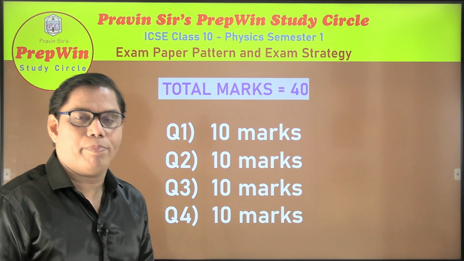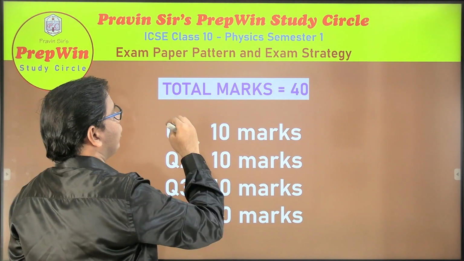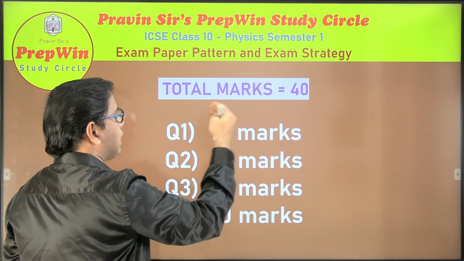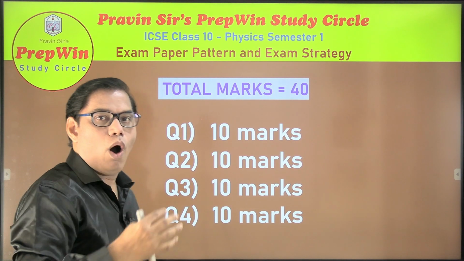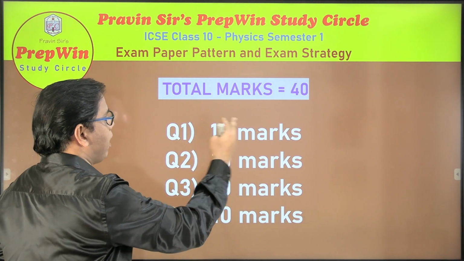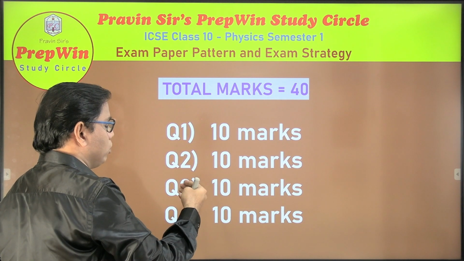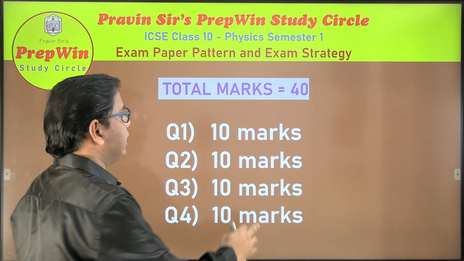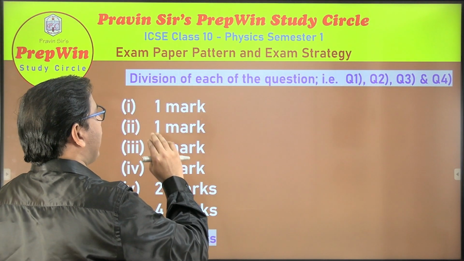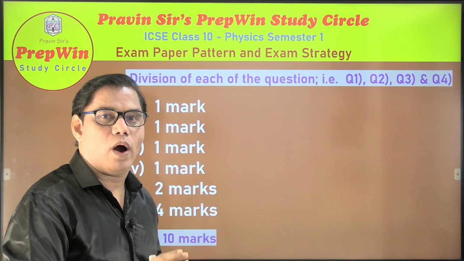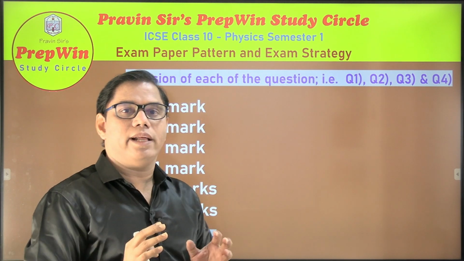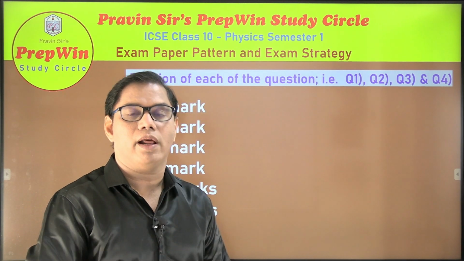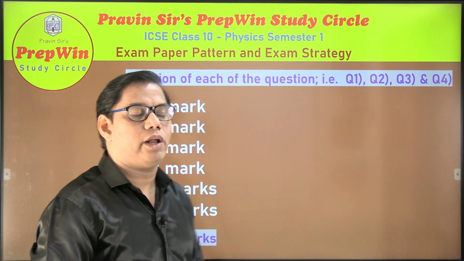When you look at the paper pattern, it looks very easy. Why? Because total marks for physics is 40 and these 40 marks are divided into 4 questions of 10 marks each. So 10 marks each: question number 1, question number 2, question number 3 and question number 4. So that is 40 marks. But hang on, there is a catch. Now if you look at every question of 10 marks, what kind of questions are you going to get?